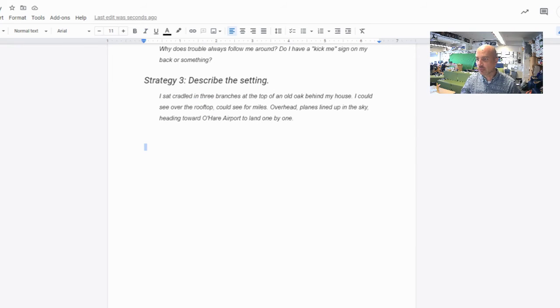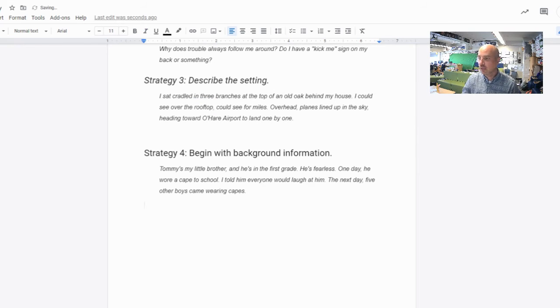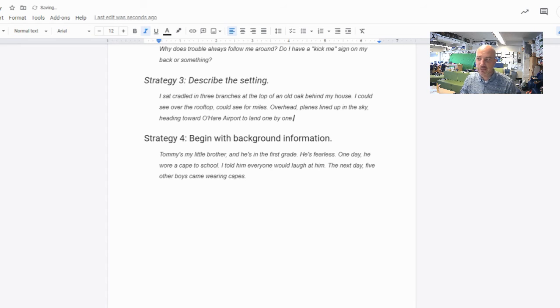Strategy number 4: begin with background information. So you're kind of filling in the gaps for your reader. "Tommy's my little brother, and he's in the 1st grade. He's fearless. One day, he wore a cape to school. I told him everyone would laugh at him. The next day, 5 other boys came wearing capes." So you're giving some background information about the narrator's little brother here. We're learning some things about him. He's in the 1st grade. He's fearless, filling in some gaps, getting things started for us.